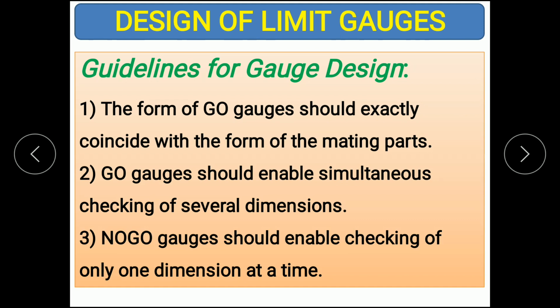So next is design of limit gauges. I will just give you the introduction for this. First of all, we need to know the guidelines for design of gauges. First one is the form of go gauges should exactly coincide with the form of mating parts. That means if the part is circular, the gauge should also be circular. So that is called the form.